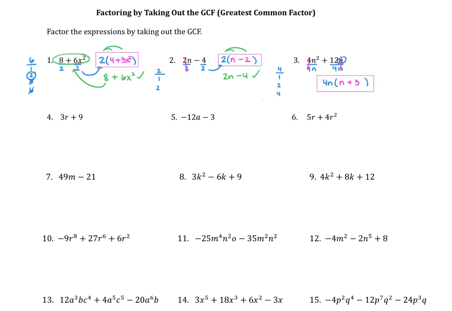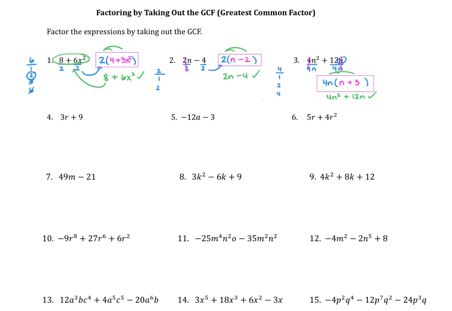When you get to this step, you should not have anything in common in what's left in the parentheses. If you still have something left in common inside the parentheses, that's a dead giveaway. You made a mistake somewhere and you haven't finished the problem. Again, we can do our double check. 4n times n gives me 4n squared, and 4n times 3 gives me 12n. Matches my starting problem. I did it correctly.